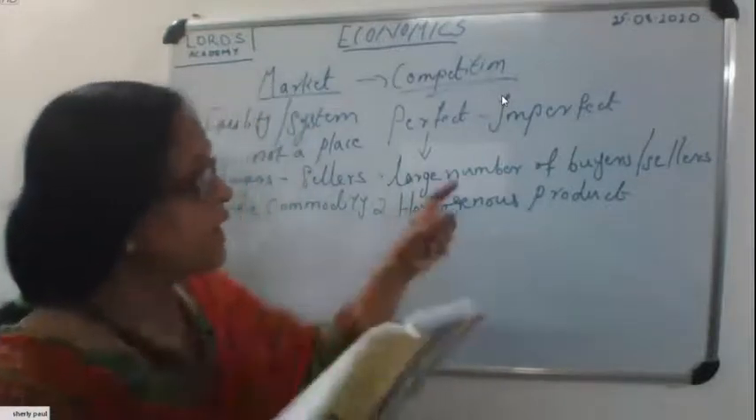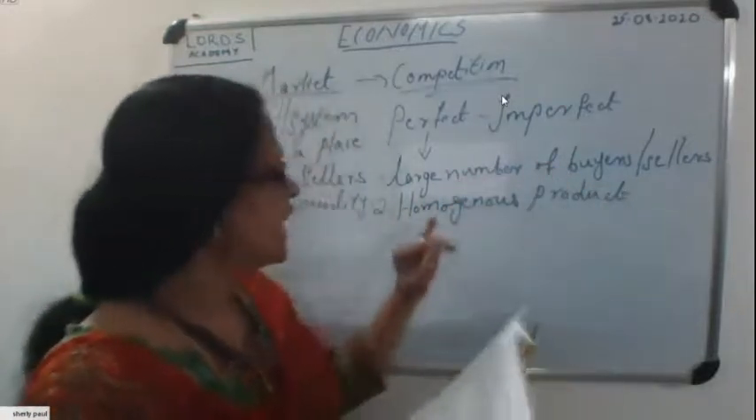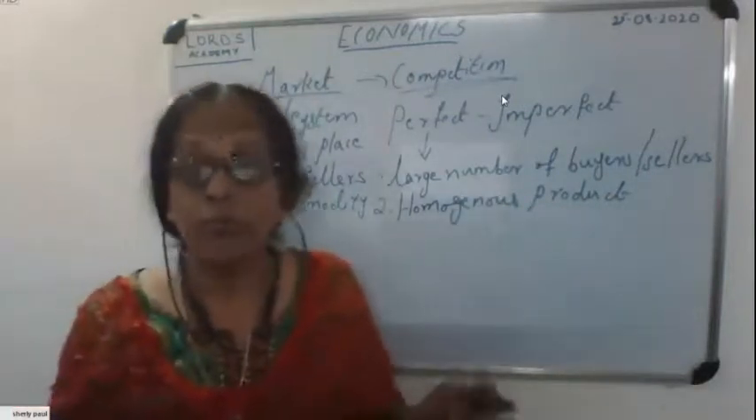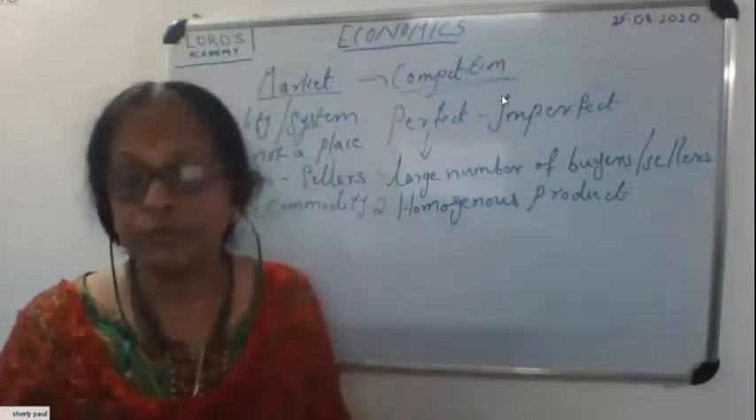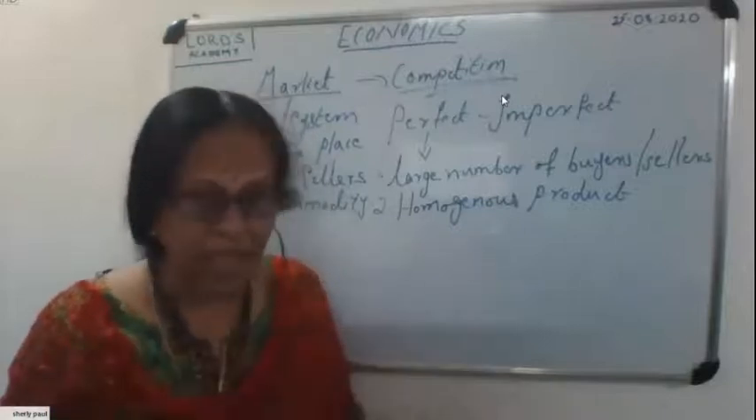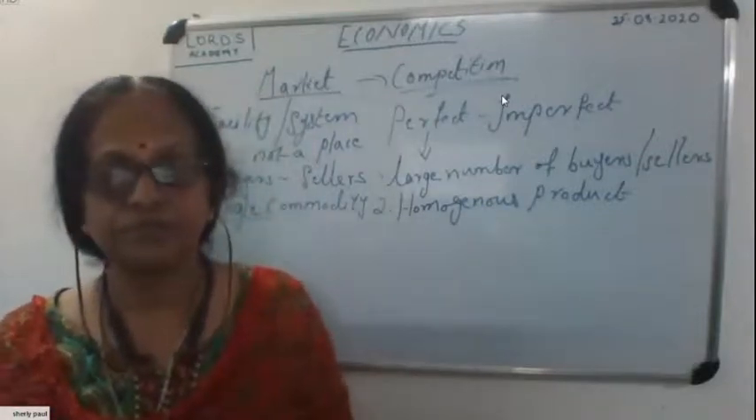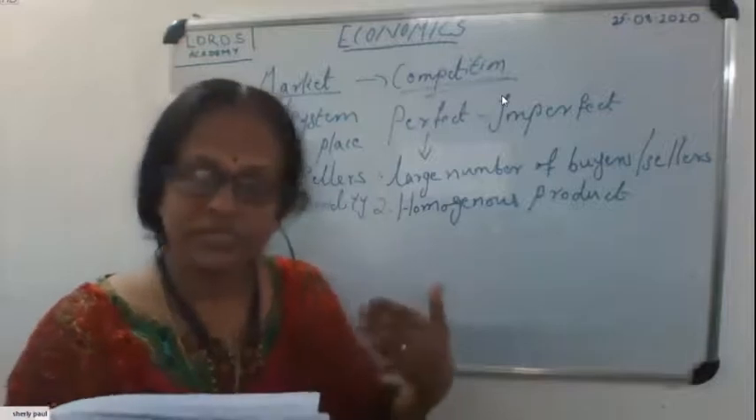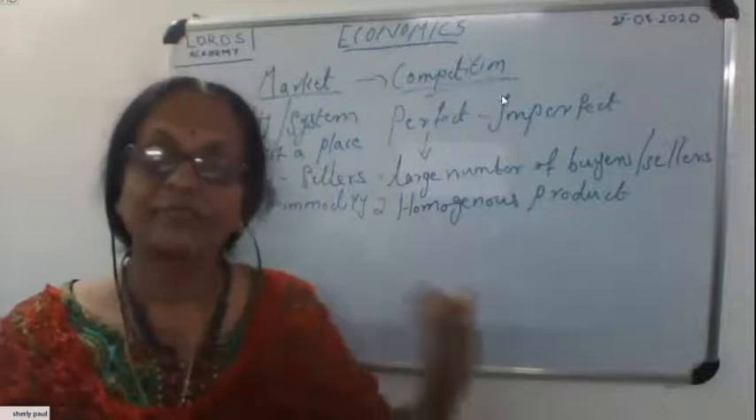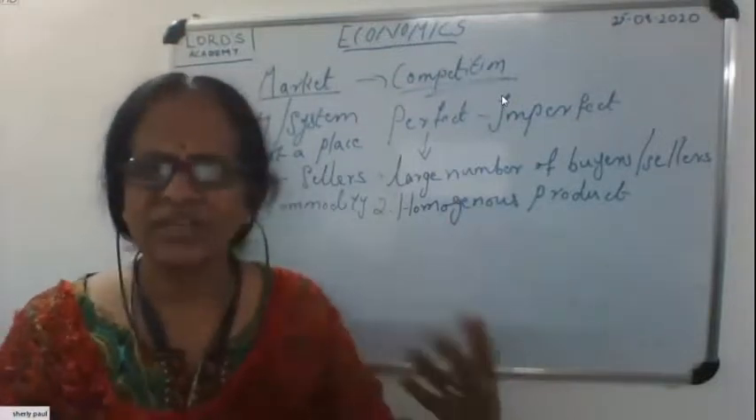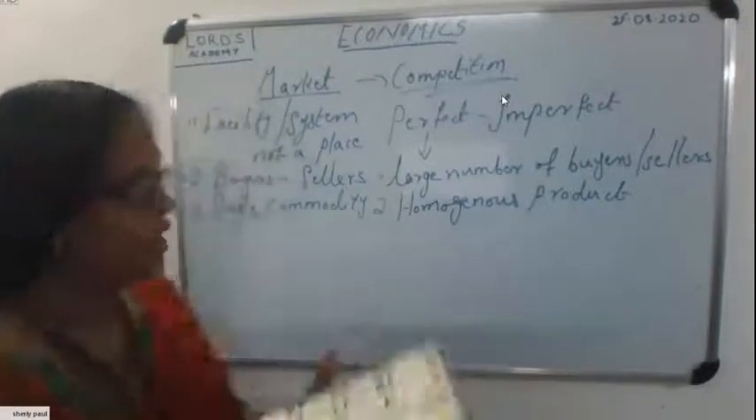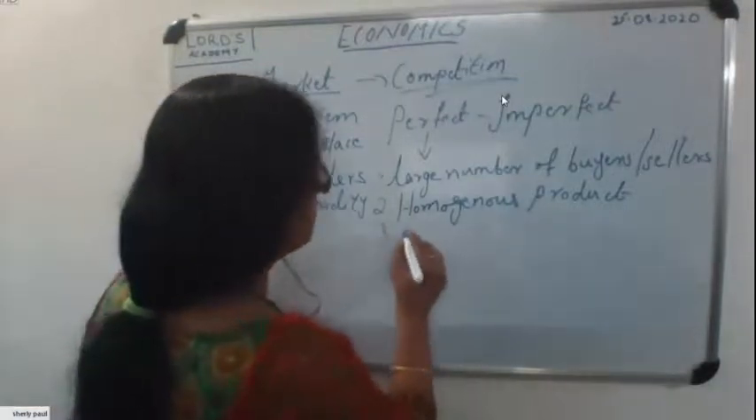The first one, what we studied, is a large number of buyers and sellers and homogeneous product. The third one is perfect knowledge of market. Both the buyers and sellers have perfect knowledge of the market conditions, which include demand, supply, and price. Here, sellers know the attitude of the buyers about this product, and buyers also know whether this product is available cheap, or what the price is. Therefore, perfect knowledge of market is there in perfect competition.